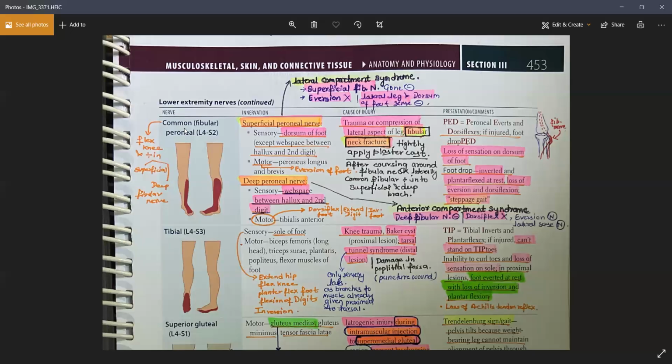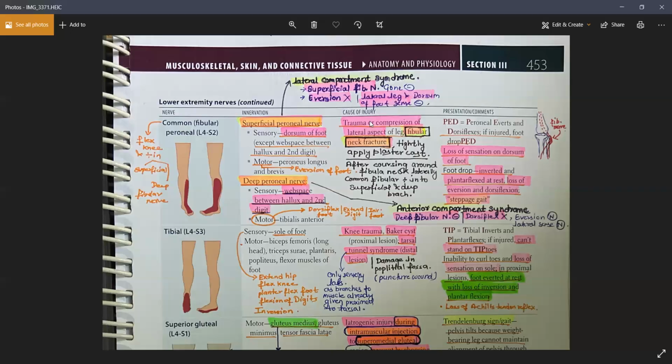In that case, you will have a loss of sensory innervation in the lateral leg and dorsum of the foot. You will have a foot drop. You will have a loss of extension of the digits. You will have a loss of eversion as well as inversion, right? So yeah, that would be all about the common fibular nerve.